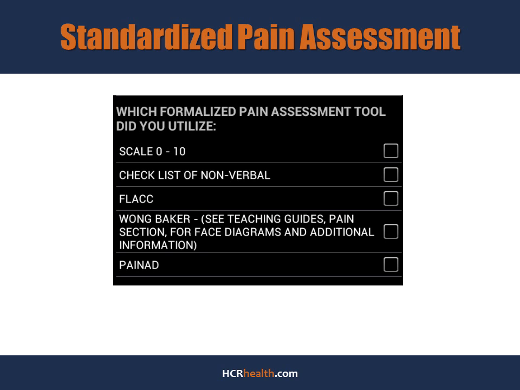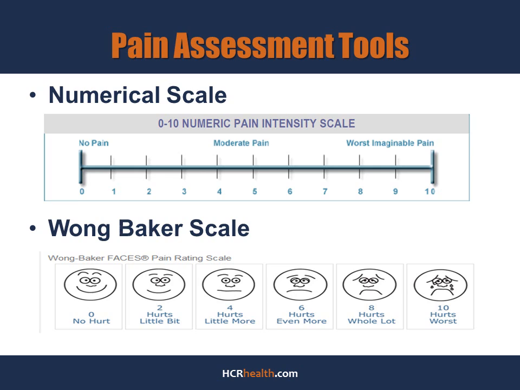There are 5 standardized pain assessment tools that can be utilized in our home care home-based system. They include the numerical scale, the checklist of nonverbals, the FLACC, the Wong-Baker, and the PAIN-AD. The numerical scale is a 0 to 10 scale where a 0 equals no pain and a 10 equals the worst imaginable pain. In order for this tool to be valid, the patient must have normal cognition and language skills. A score of 6 or higher indicates severe pain.